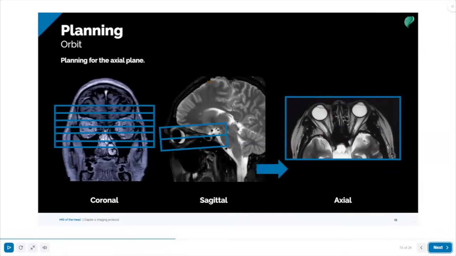The phase direction of the axial images of the orbit is usually right to left direction. Be sure to expand your field of view in the right to left direction to include all of the anatomy and avoid wrap or aliasing artifacts. Also, check the alignment of the block to ensure it includes the optic nerves, extraocular muscles, globes, and retrobulbar space.